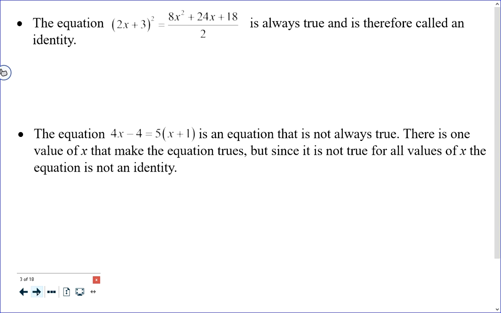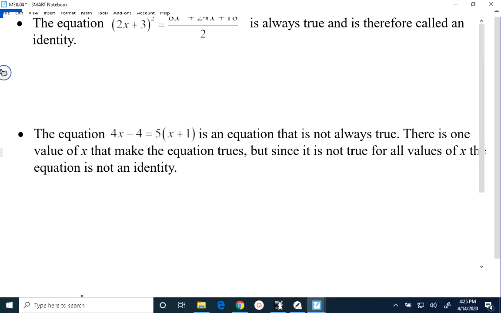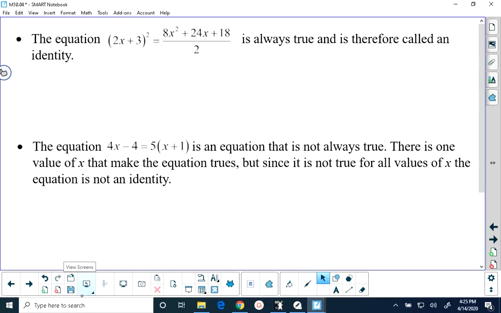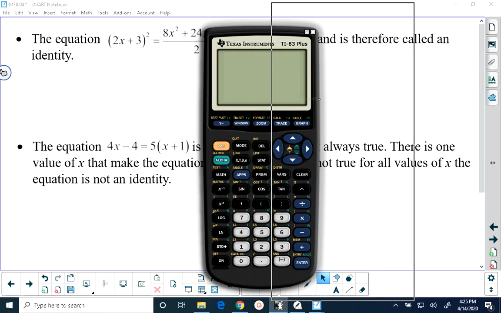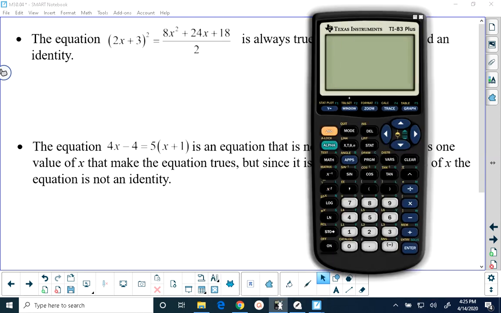So if you take a look at what we're viewing here, I have an equation that says (2x + 3) squared equals (8x squared + 24x + 18) over 2. And I'm telling you that that's an identity. What that means is that it doesn't matter what number I put in for x on the left and the right side, I'm going to get the same answer. The left and the right side will always be equal. Let me show that to you on my calculator.